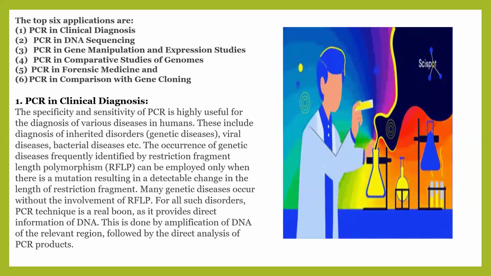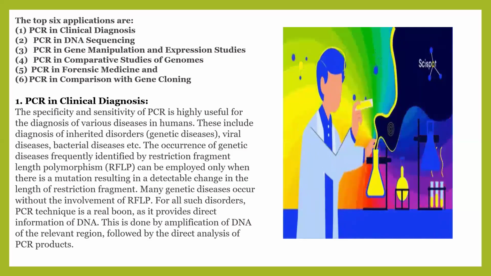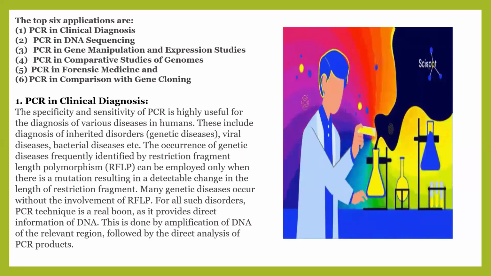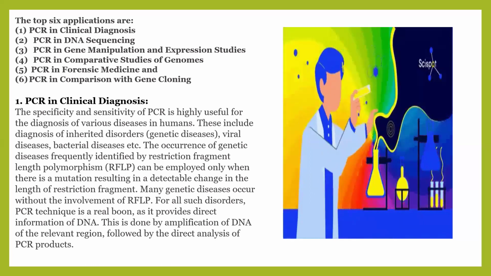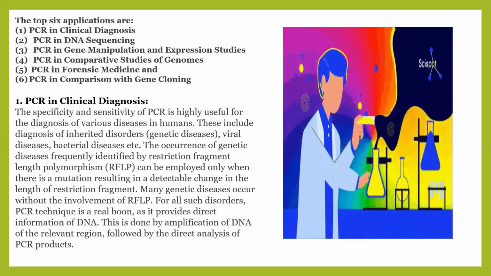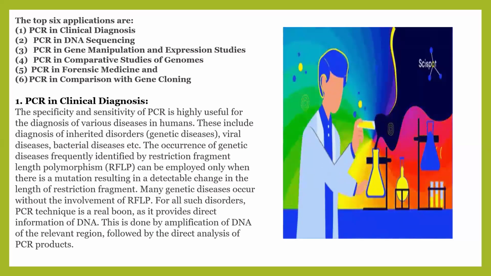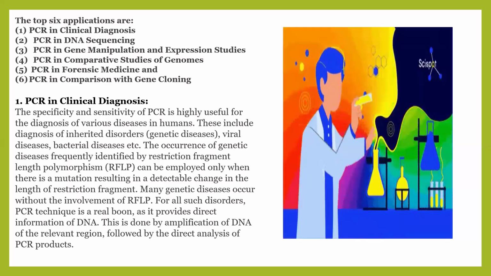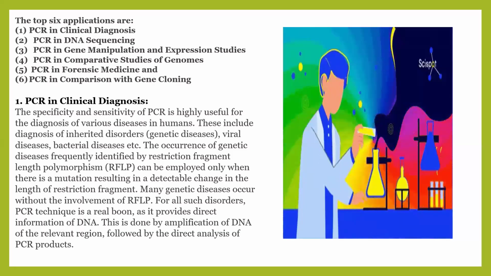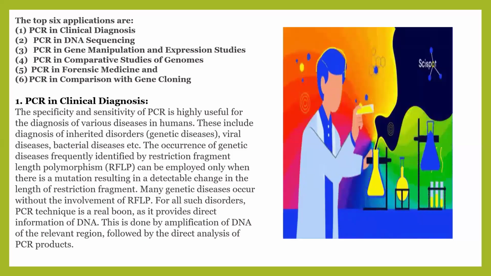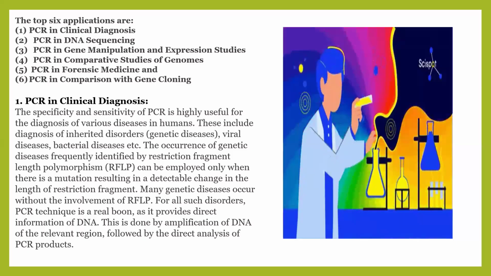The occurrence of genetic diseases is frequently identified by restriction fragment length polymorphism. The technique which is useful in this is the restriction fragment length polymorphism, used when there is a mutation resulting in a detectable change in the length of a restriction fragment. So the technique is the restriction fragment length polymorphism.